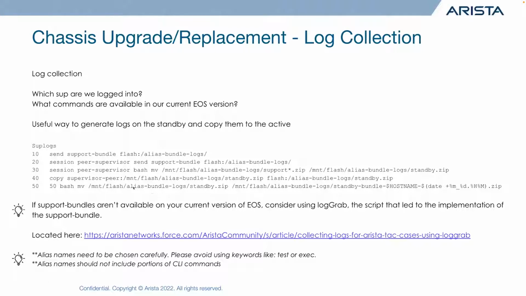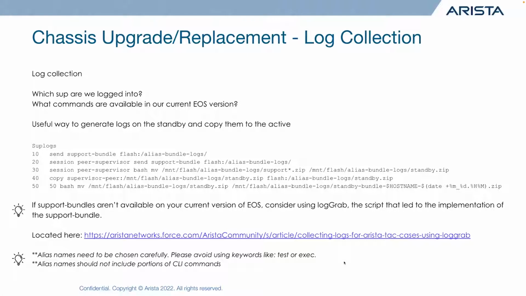I just call it alias bundle logs. You could call it whatever you want. You just replace things accordingly so that I know where it is. And it's a single directory that I can work with, which just makes life easier for finding them and also for cleaning up old files. That said, if support bundles aren't available on your current version of EOS, you can replace these with other show commands. It would work fine. You could also use the log grab script, which was what predated our support bundle command. And I've got a link to it right here.